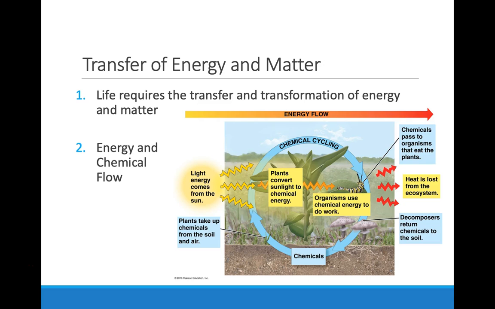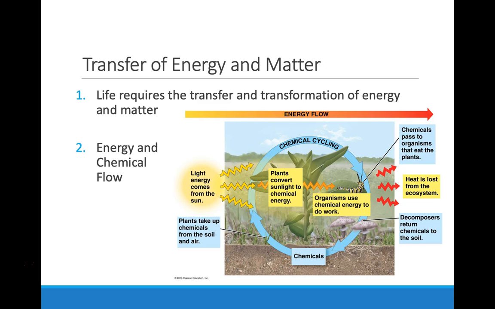Ultimately, all of the energy works its way out of the ecosystem. It's transferred around and passed through. In the process, a lot of energy is lost as heat. So even as we're taking that sunlight energy and converting it into chemical energy, a lot of it is lost as heat. We also see a chemical cycling diagram here.